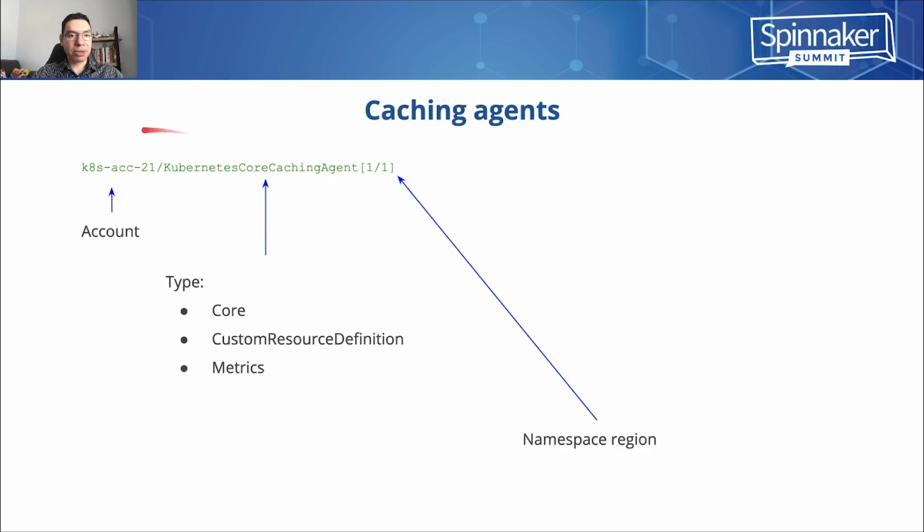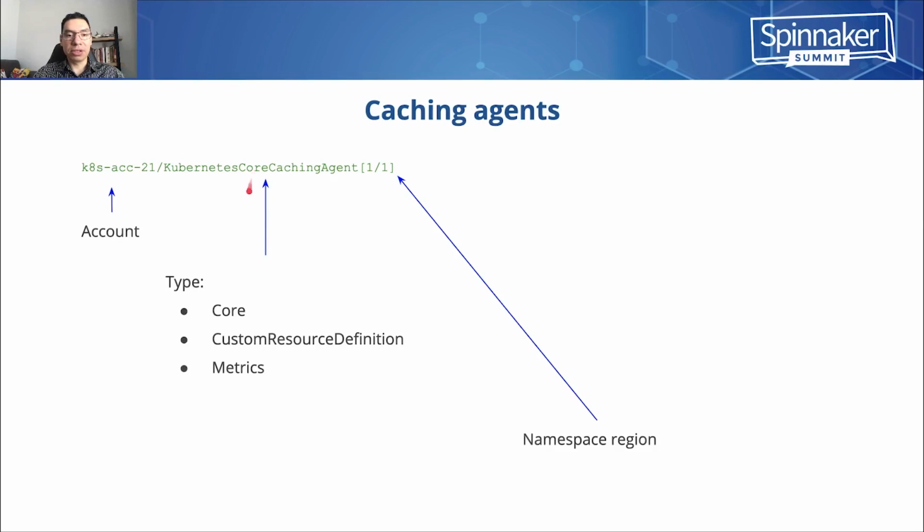So speaking more about the caching agent nomenclature, we can see that there could be a lot of caching agents, more caching agents than Kubernetes accounts. That is because, first, a caching agent is built using the account. So if you have 500 accounts, you will have at least 500 caching agents. Then there's the type of caching agent. There are at least these three types.